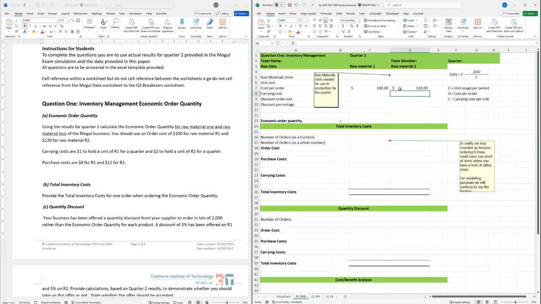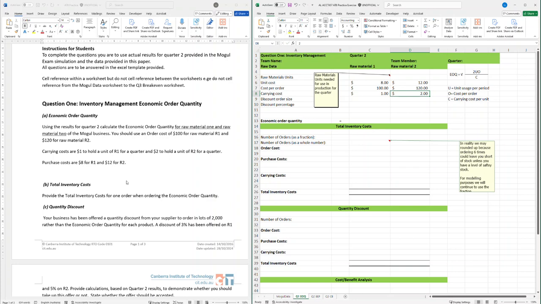What else do we have? Carrying costs are $1 to hold raw material 1 and $2 to hold raw material 2. And so therefore, you have a carrying cost of $1 for material 1 and $2 for material 2. Excellent. Let's see what else we have here. We have purchase cost was $8 for raw material 1 and $12 for raw material 2. So the unit purchase cost, which is here, we have $8 and $12.